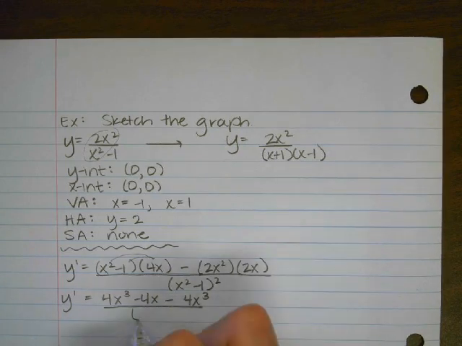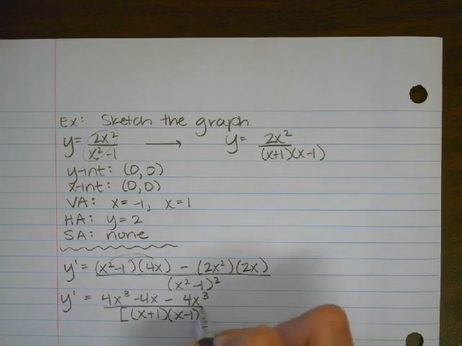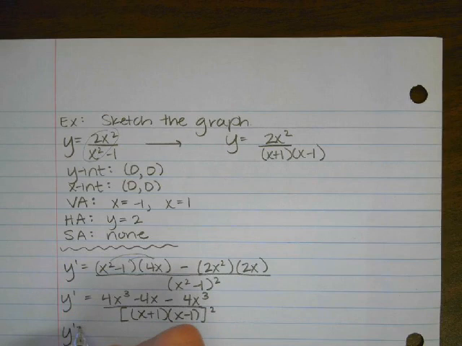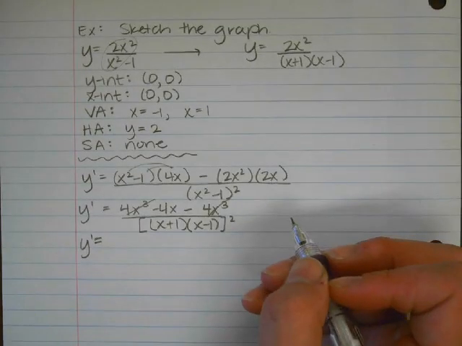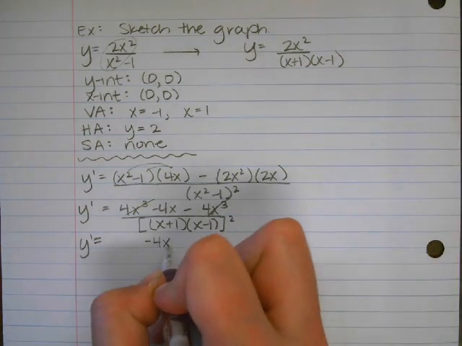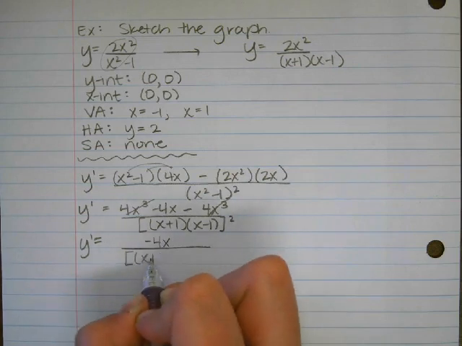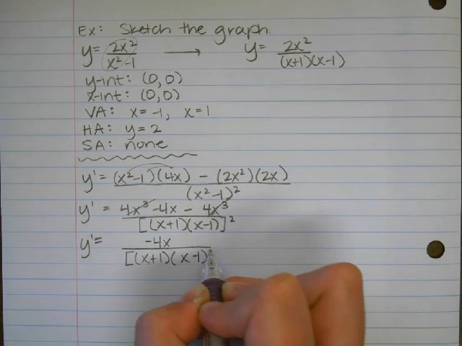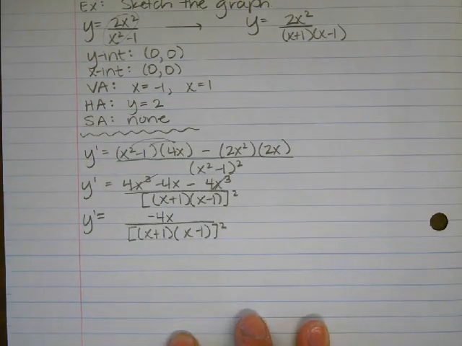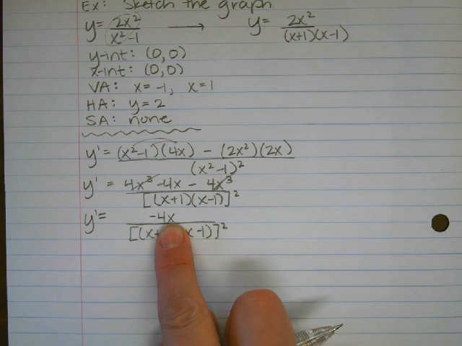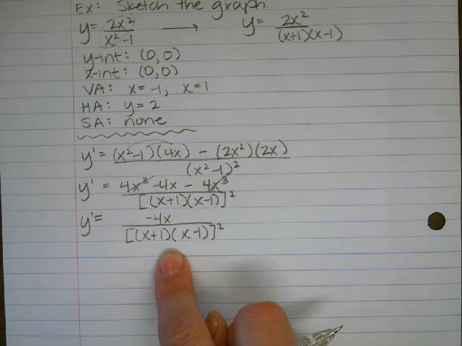And on the bottom, I'm going to go ahead and write this in the factored form. So x plus 1, x minus 1, those are squared. So y prime is negative 4x divided by x plus 1, x minus 1 squared. And so our critical points would be where the top equals 0, so that's where the slope is 0, or where the bottom equals 0, which is where the slope is undefined.